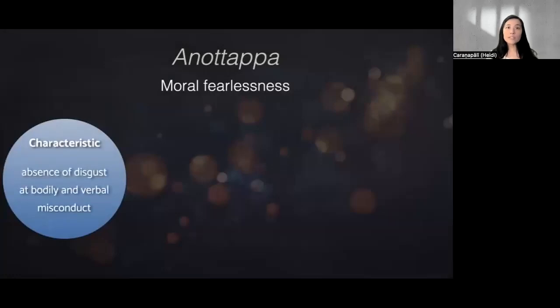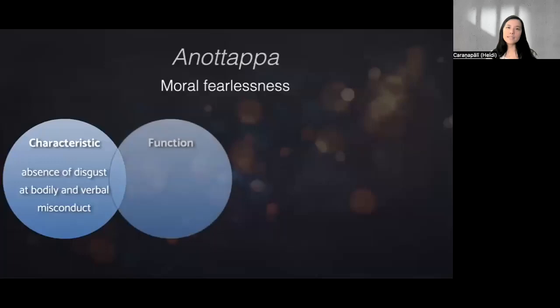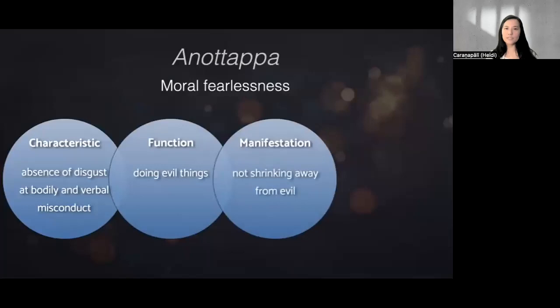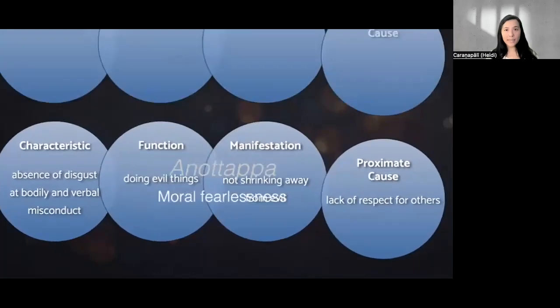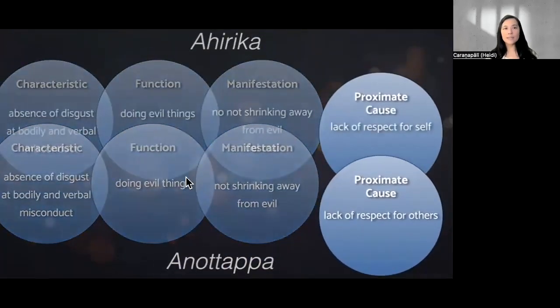Now, if we see the 4 devices of Anottappa, the characteristic of it is the absence of disgust at bodily and verbal misconduct. And its function is doing evil things. And manifestation, not shrinking away from evil. Until here it is the same as Ahirika actually, but its proximate cause is different. Now it's the lack of respect for others. So if we compare Ahirika and Anottappa, these 3, characteristic, function and manifestation, are the same, but the cause is different. So one of them is the lack of respect for oneself, and the other is lack of respect for others.